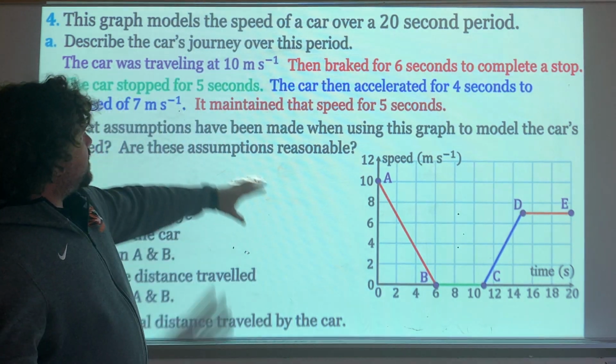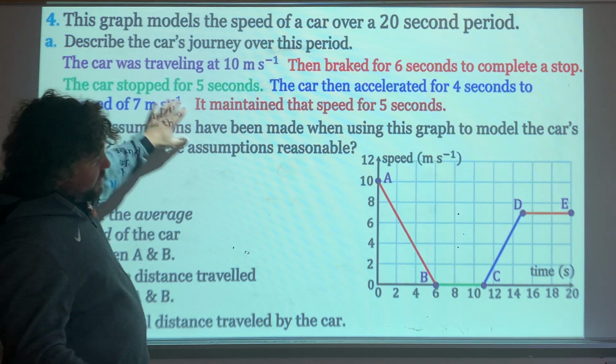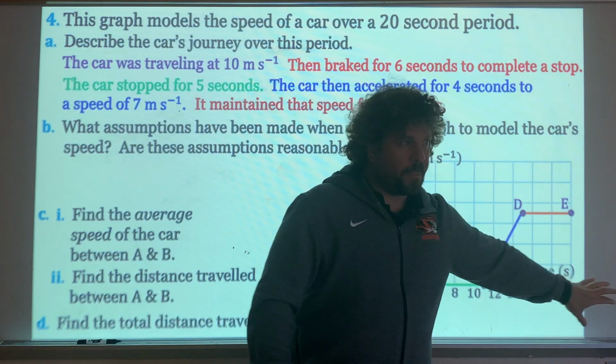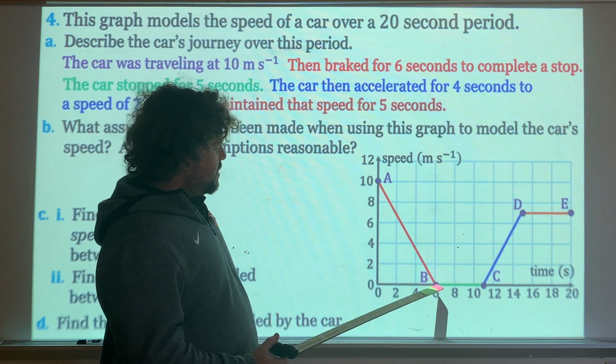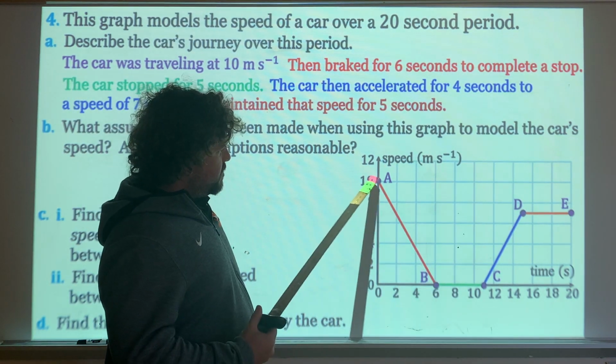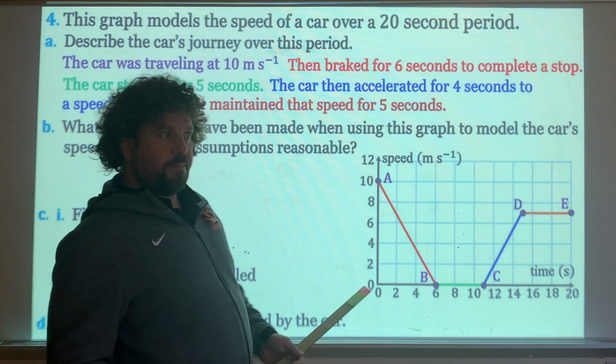So this was just a statement about what this graph may be saying. Is it true? Possibly. Now the reason you can't say, oh, you got in a car accident. Well, then this would be like an instant stop. Right?